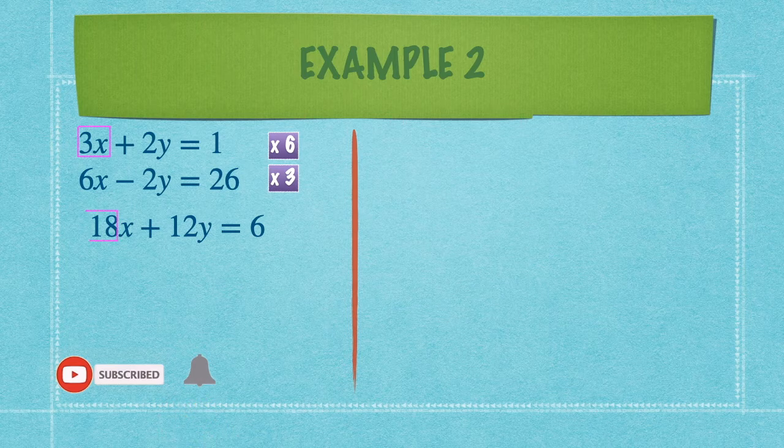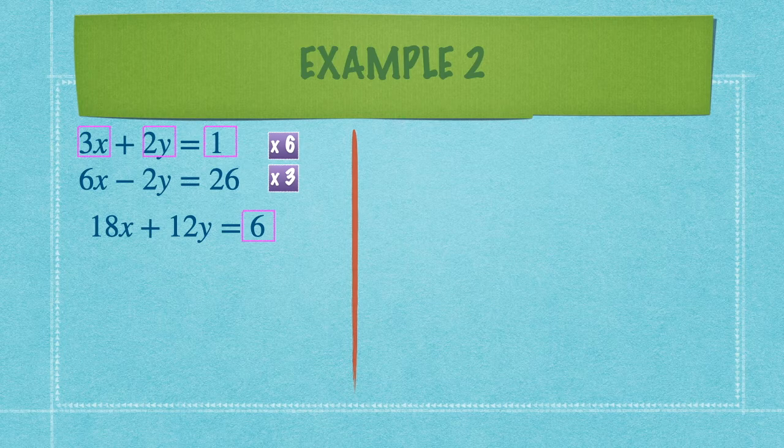So multiply the 6 times 3x, that gives us 18x. Then we're going to multiply the 6 by the 2y in this first equation, that gives us 12y. And then we multiply the 6 by the number 1 that's over the equal sign in the first equation, and that gives us 6.